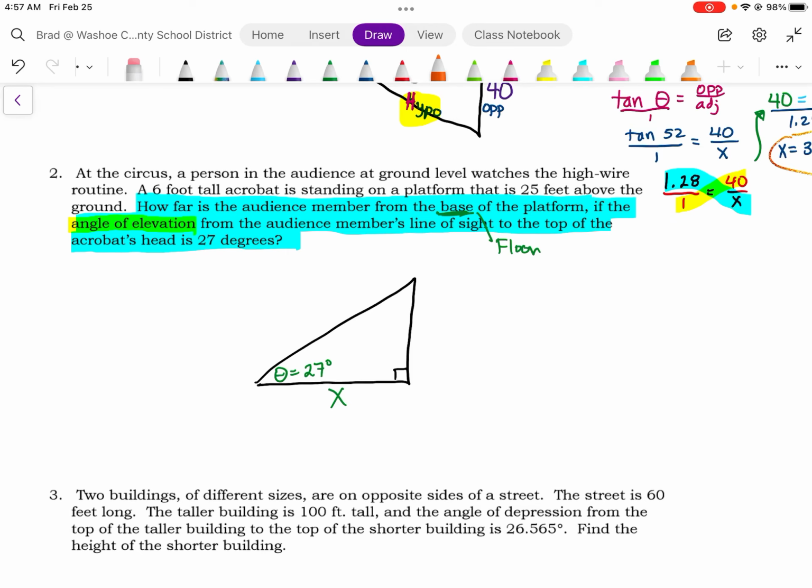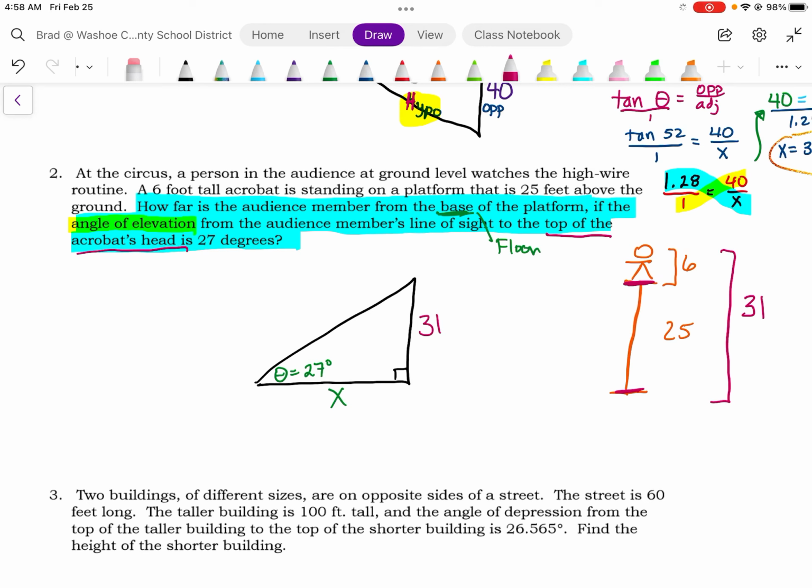All right, so let's read the actual question and see what we can figure out. So at the circus, a person in the audience is at the ground level and watches on the high wire. A 6-foot tall acrobat is standing on a platform that's 25 feet tall. So just really quickly over here to the side, if this is my platform here, this is 25 feet. And then my guy on top of it here, he is 6 feet. Okay, so then we have to look at how this is going to set up. I'm either going to use the base of the platform, which is 25 feet, or in this case, it says top of the acrobat's head. So that means this whole thing is going to be 31. So I'm going to put a 31 right there.